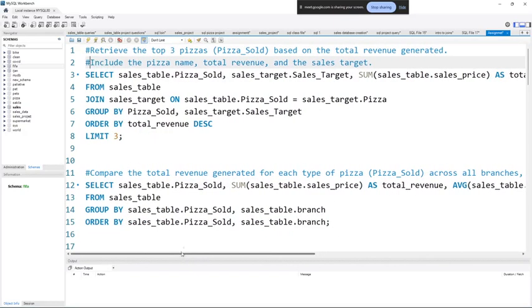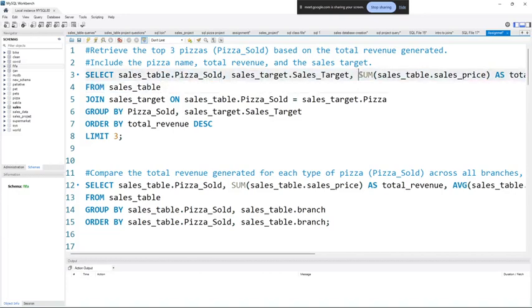And don't forget, you still have sales targets because they said they want the target. So on the sales target table, get me the sales target column too. So I've been able to select those three things that they said I should get: the pizza name, which is this.